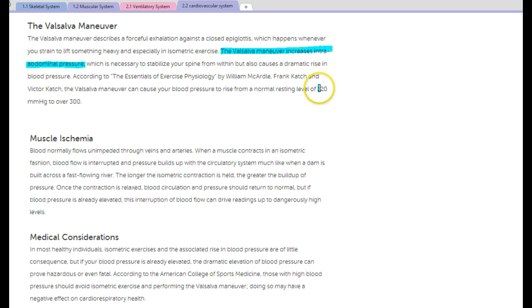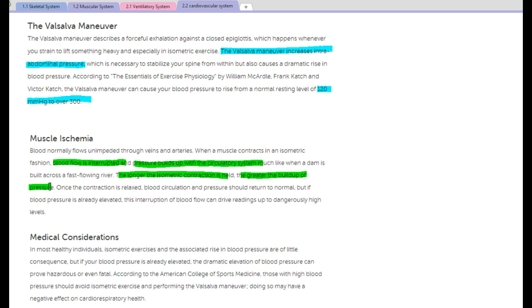And again, looking at systolic range, a vigorous Valsalva manoeuvre may increase our systolic blood pressure to over 300 millimeters of mercury. Blood normally flows unimpaired through veins and arteries, but when a muscle contracts in an isometric fashion, blood flow is interrupted and pressure builds up within the circulatory system, much like when a dam is built across a fast-flowing river. Nice little analogy. The longer the isometric contraction is held, the greater the build-up of pressure.